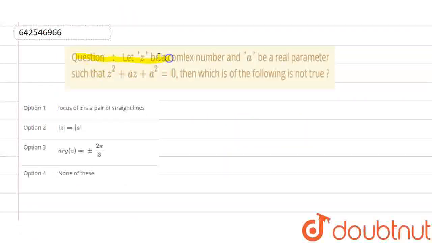Question that was given to us is: let z be a complex number and a be a real parameter such that z square plus a square equals 0 is the equation given to us, then which of the following options is true. We have to tell that first of all the equation is given, that is z square plus a square equals 0.